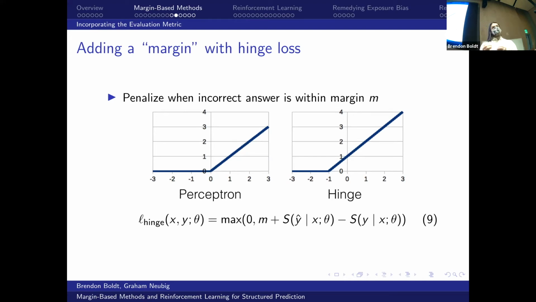So with perceptron loss, we only penalize an incorrect example when it's scored higher than the reference, or higher than the ground truth label. But with hinge loss, if the incorrect label is even within this margin of the score, we're going to push these farther apart. We're going to raise the score of the reference and decrease the score of the incorrect label. What that yields is actually pretty simple when you look at the loss function down here: we're just adding m to our perceptron loss, within the max and whatnot.